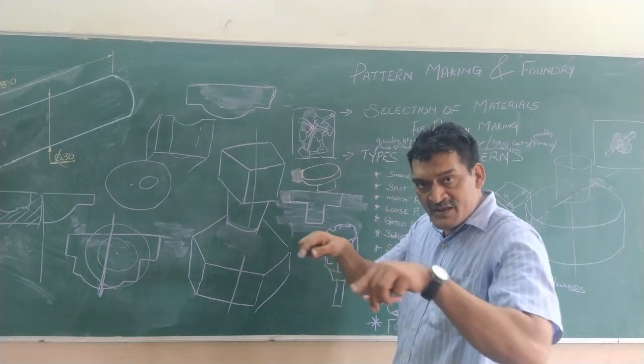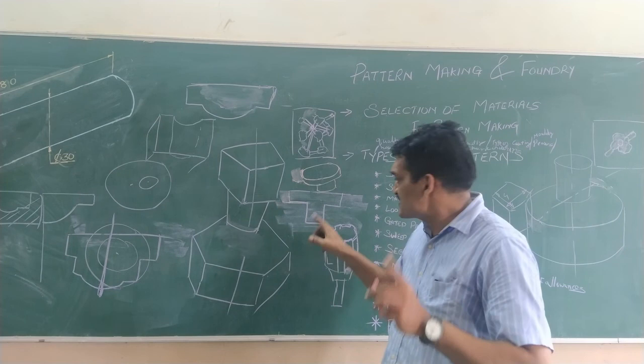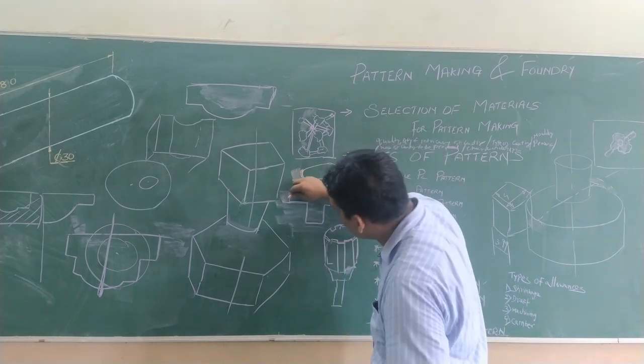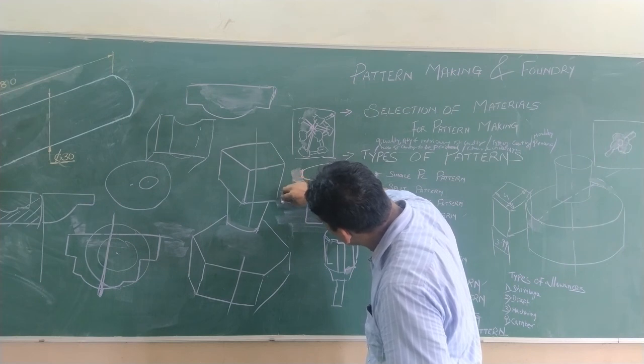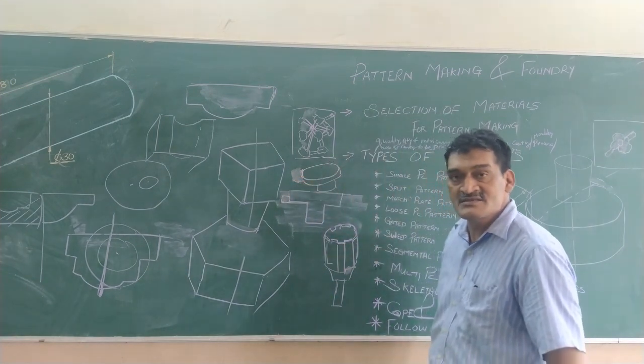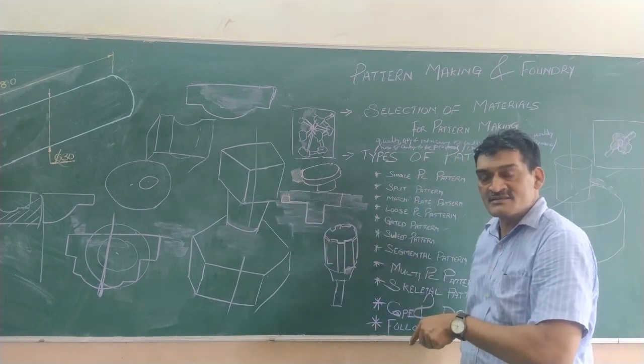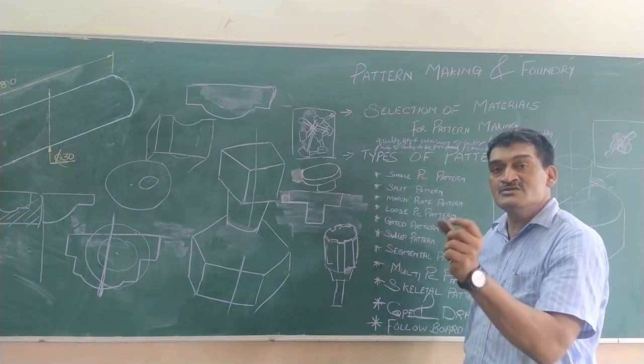And when we prepare the mold in sand, it will be a single piece pattern with a small extension. This small extension is loosely held in the sand. Since this is loosely held in the sand, we call it a loose piece pattern.